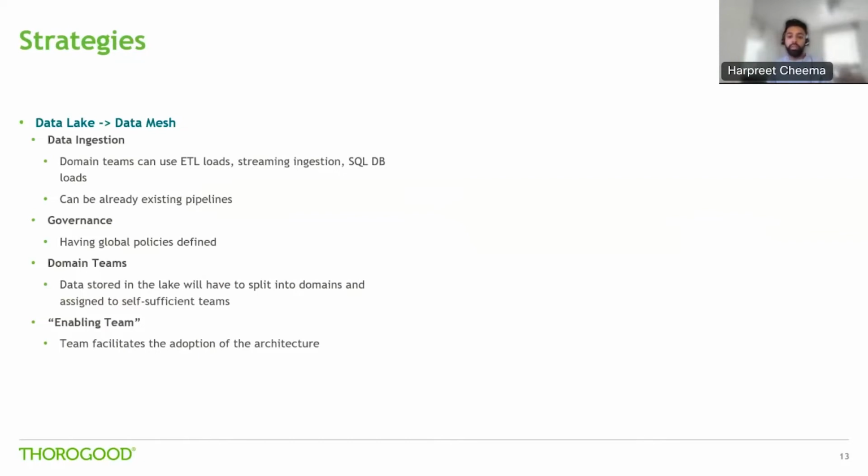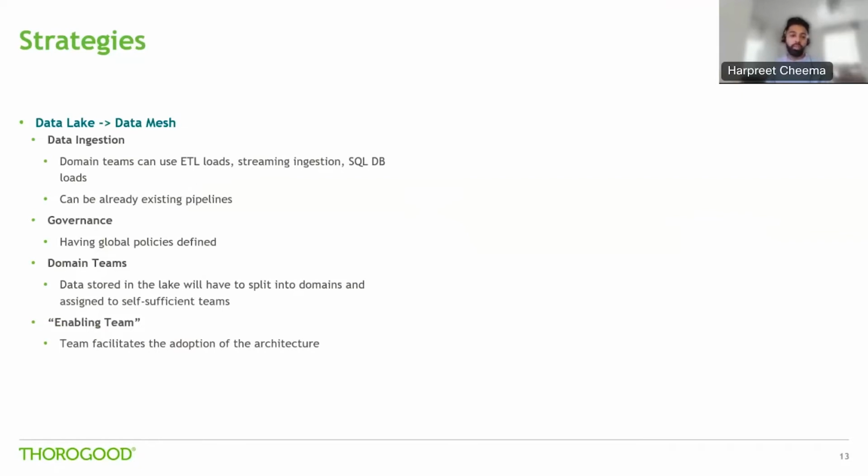data stored in the lake will be split up into different domains, and the respective domain teams will be assigned owners of the data. So as we were saying, data would be split up into domains, and then those domain teams will be owning that data. So these teams will need to be capable of transforming, cleaning data to the standards defined in the global policies of the federated governance principle.